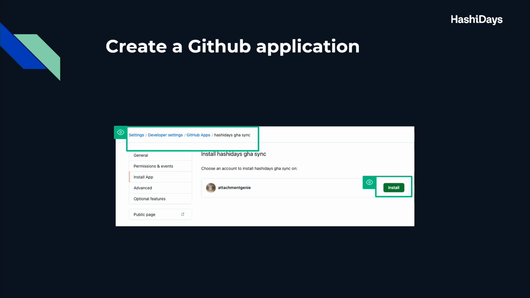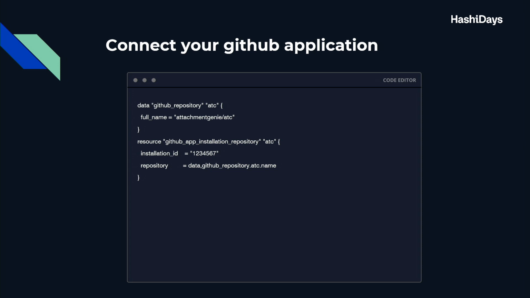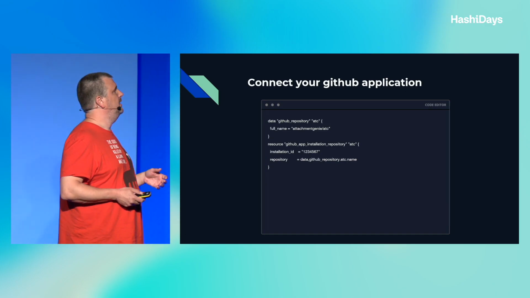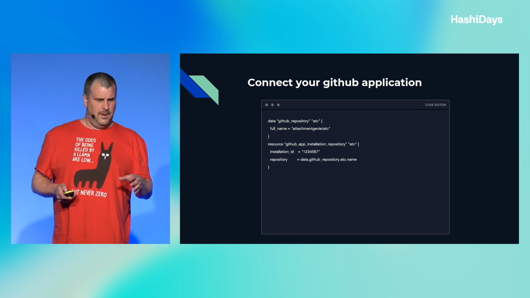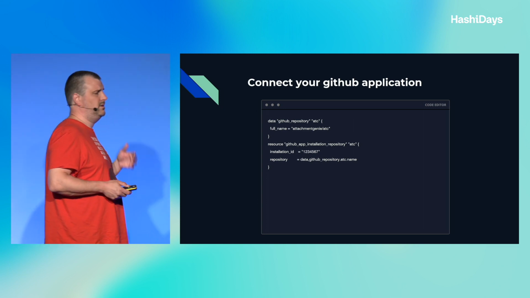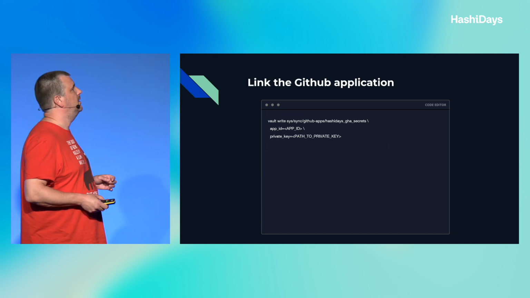So you get a nice little modal, and this is actually a bit where we can start doing Terraform. That's the example we're going to show next. We read from a GitHub repository, in my case called ATC. What I want to do is set up this app and install it on this repository with an installation ID, which isn't always easy to find. But that's how we link the two. We have an application now installed on our repo.